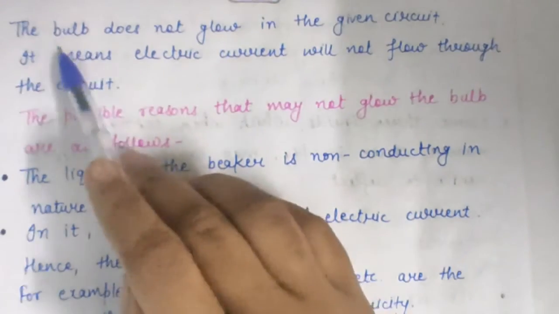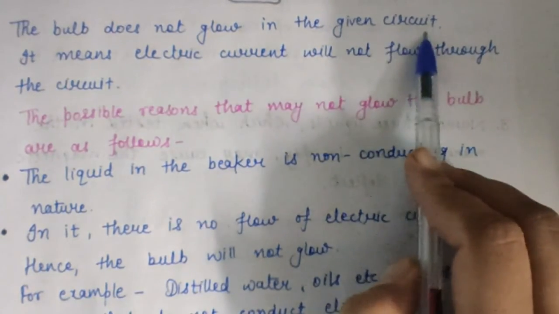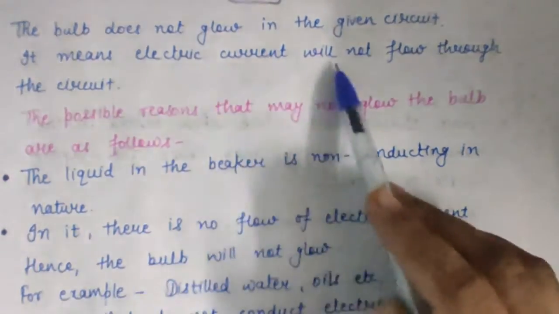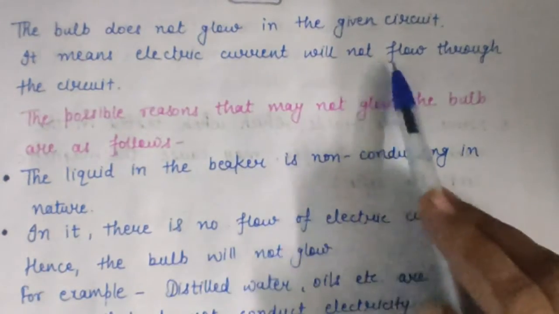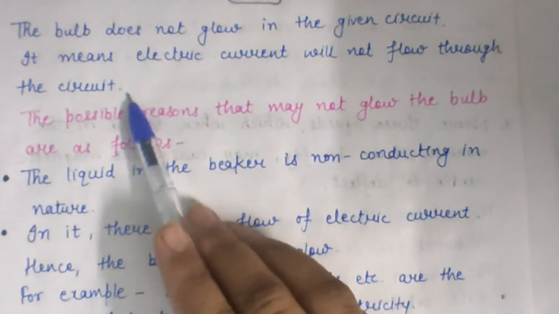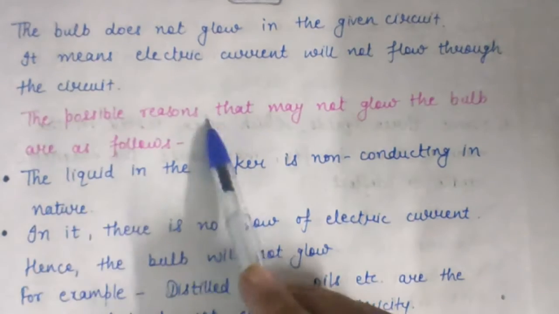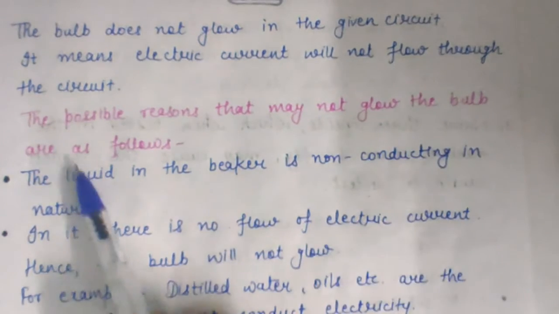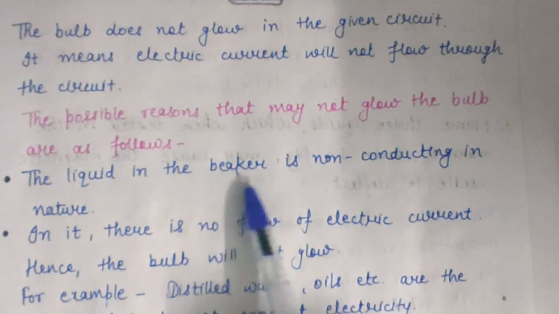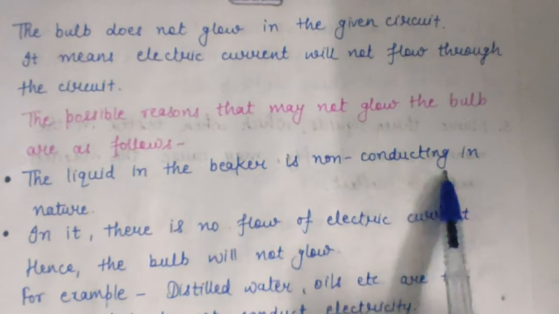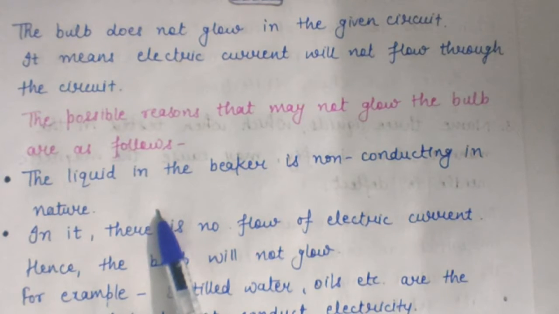So the answer is, the bulb does not glow in the given circuit. It means electric current will not flow through the circuit. And what are the possible reasons? The possible reasons that may not glow the bulb are as follows. First is, the liquid which is taken in the beaker may be non-conducting in nature. Due to this reason, the bulb will not glow.